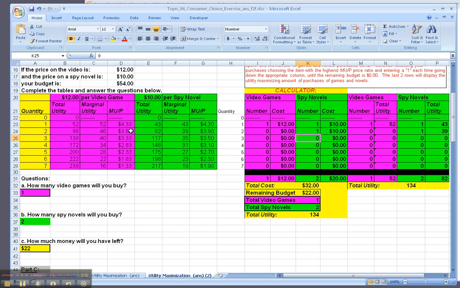What's next? Let's see. 3.83 or 3.50. Go for the 3.83. Bingo. 180. What's next? It's going to be either 3.50 or 3.33. 3.50. 215. We're over the 200, and we've spent the entire budget, and it maximized utility. Bingo. We're done.